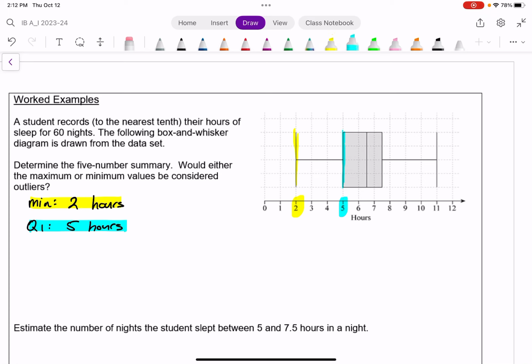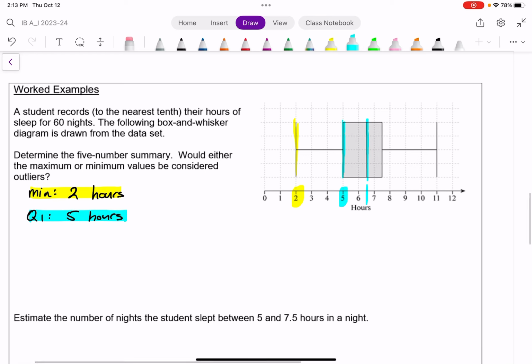And then the median is always the line somewhere in this shaded box. In this case, I can see it looks like it's roughly halfway between 6 and 7. So I'll say 6.5. So the median, or Q2, is 6.5 hours. And then the third quartile looks like halfway between 7 and 8, so 7.5 hours.